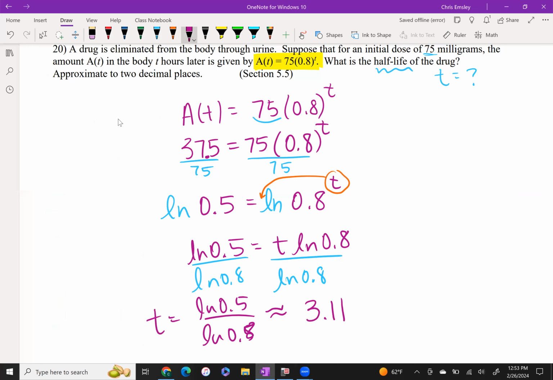We have a word problem, so let's label it. Back here at the beginning, it tells us that we are measuring t in hours. So this is 3.11 hours is our half-life.